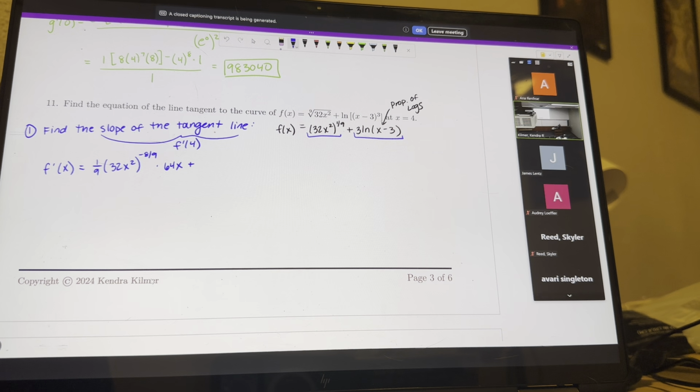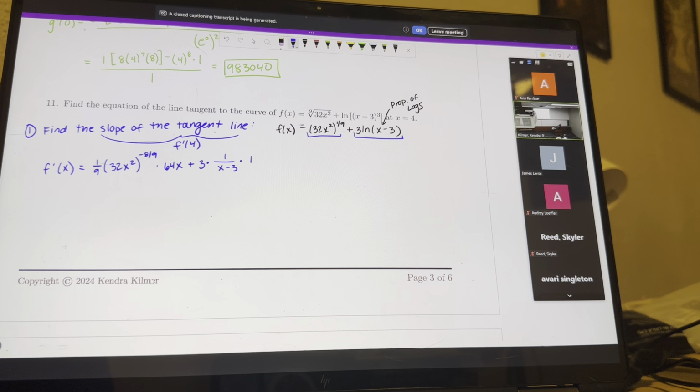Plus the derivative of 3 natural log of x minus 3. Again, that is a composite function. Last week we talked about finding the derivative of the natural log of x. Now we're being asked to find the derivative of the natural log of x minus 3, so we have to incorporate the chain rule. The derivative of the natural log of x minus 3 is going to be 1 over x minus 3 times the derivative of x minus 3, which ends up being just 1.